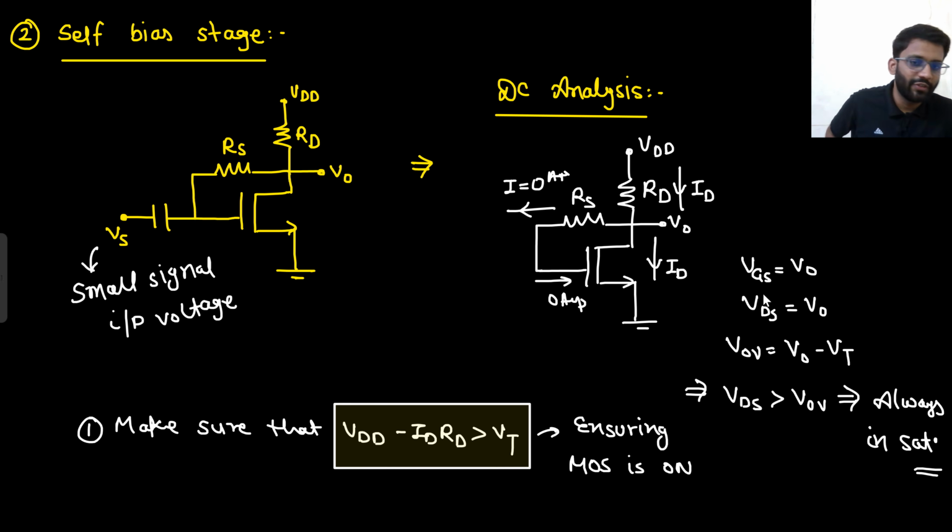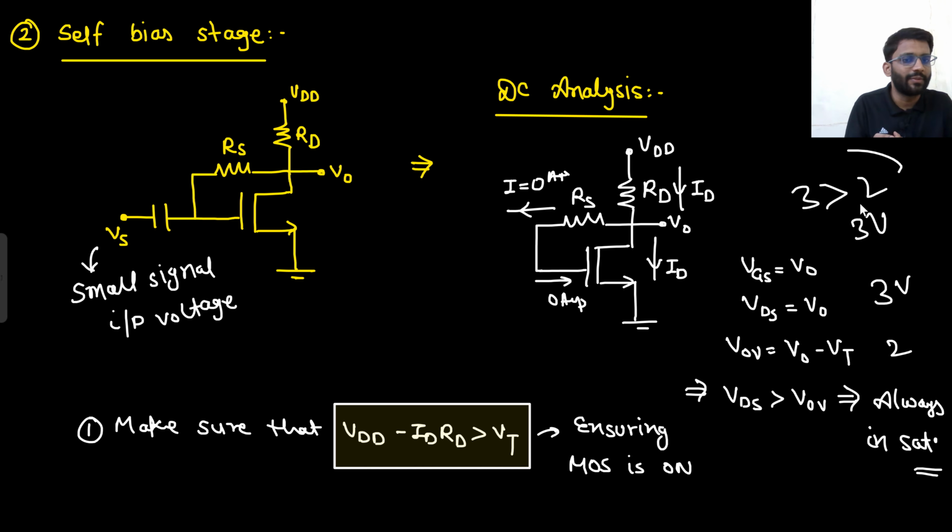Why so? Because your VGS is V naught, VDS is V naught, and V overdrive is V naught minus VT. So that means VDS will always be greater than V overdrive. So it will always be in saturation. Let's assume my V naught is 3 volt, my VT is 1 volt. So what will be my V overdrive? 2 volt. What will be my VDS? That will be 3 volt. So 3 volt will always be greater than 2. So always VDS will be greater than V overdrive.